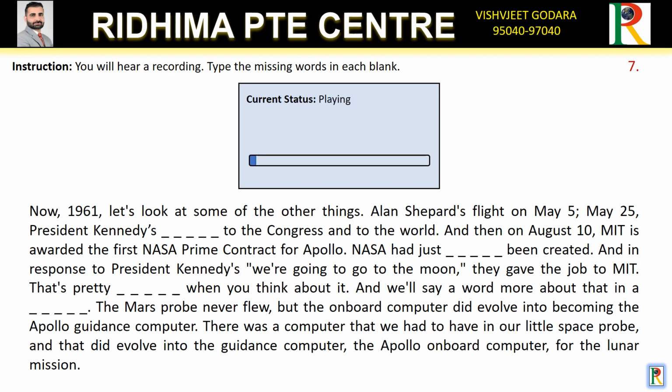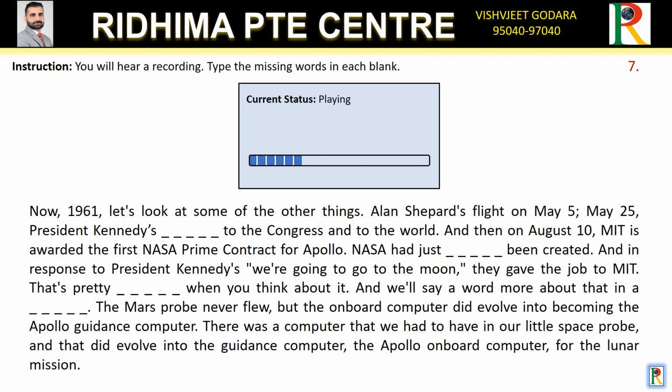Now, 1961, let's look at some of the other things. Alan Shepard's flight on May the 5th. May the 25th, President Kennedy's message to the Congress, to the world. And then on August 10th, MIT is awarded the first NASA prime contract for Apollo.